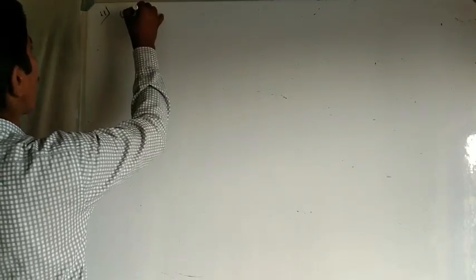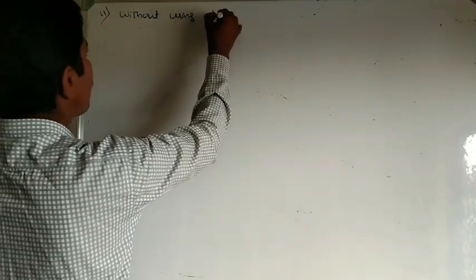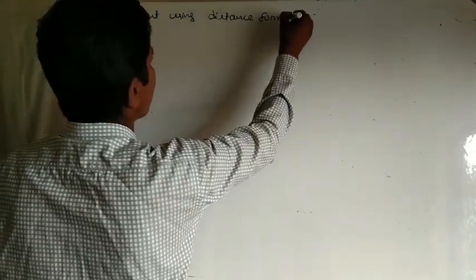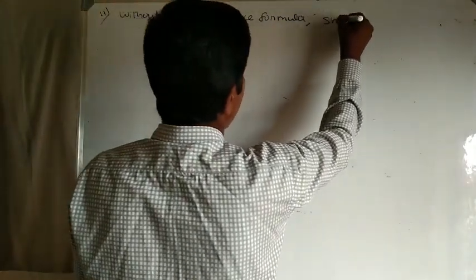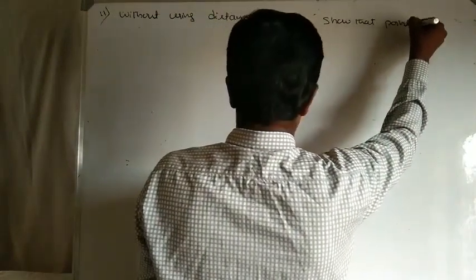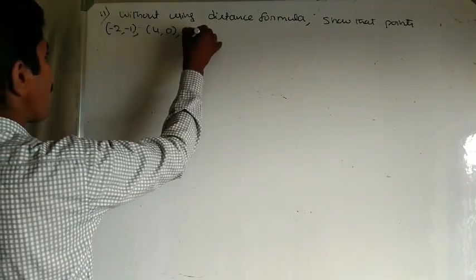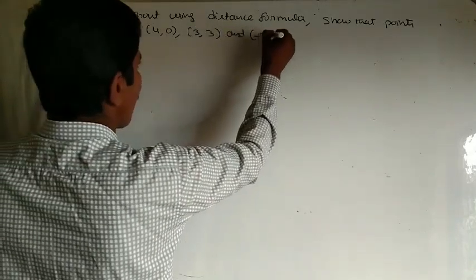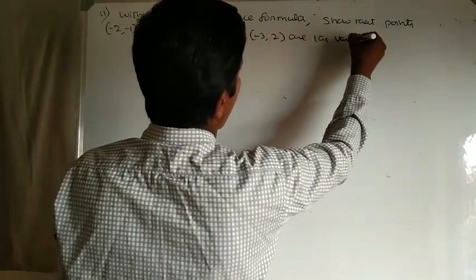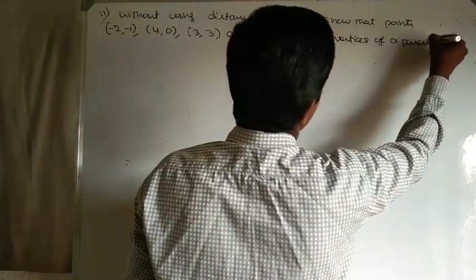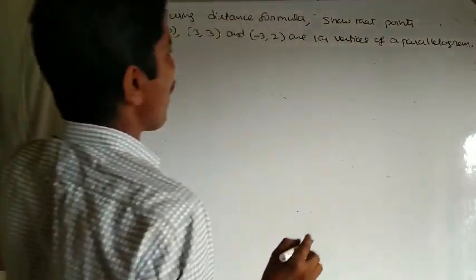The next problem. Eleventh problem. Without using distance formula, show that the points -2 comma -1, 4 comma 0, 3 comma 3 and -3 comma 2 are the vertices of a parallelogram.